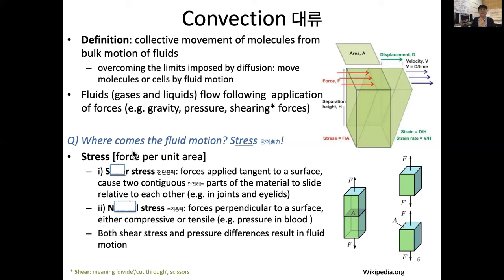So stress, from an engineering point of view, can be defined as force per unit area. And because it's a force, it has a direction. So related to this fluid, the interaction of force application is important. One is as I described here: forces can be applied tangential to the surface, causing two contiguous parts of the material to slide relative to each other. A good example of where this is happening is our joint, or our eyelid when we close our lid on top of our eyeball. That force per unit area we call shear stress.